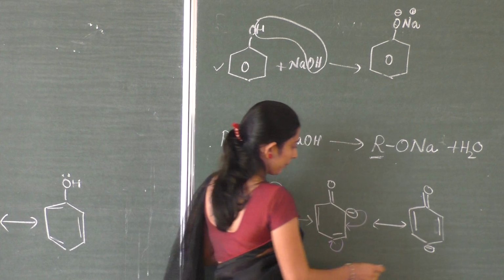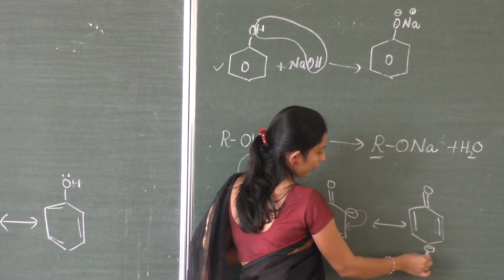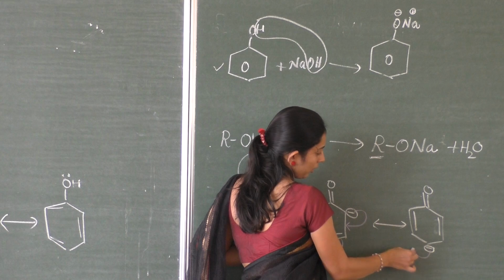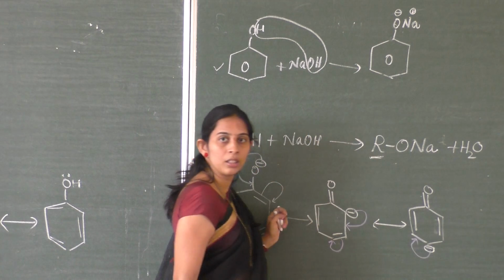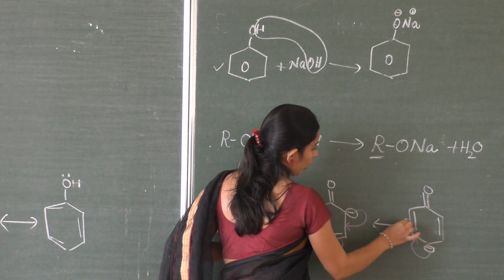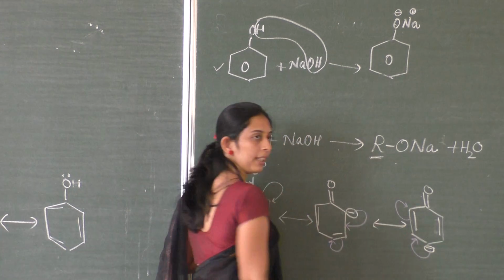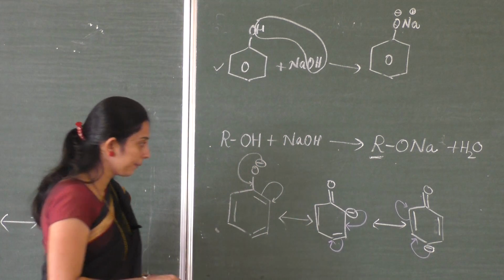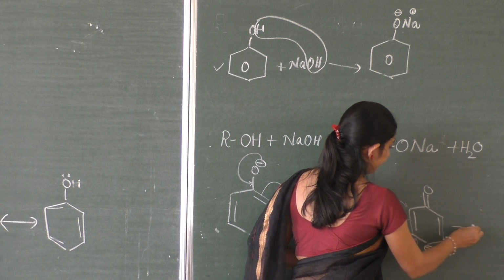So in the next step, one round has to be completed, therefore I have to shift this one to the next position. At that time this will move on to the next position so that the valence is satisfied. So I'll get the next structure.